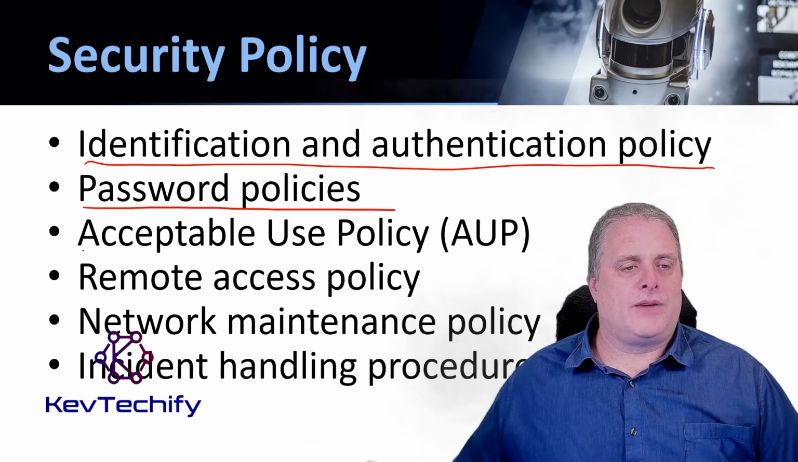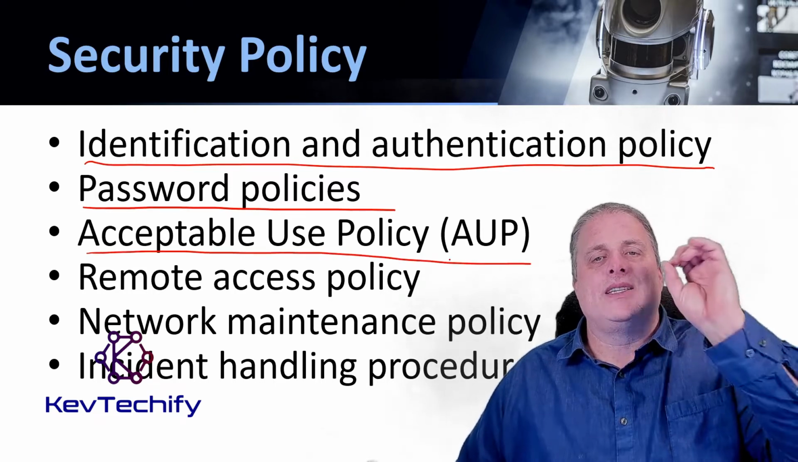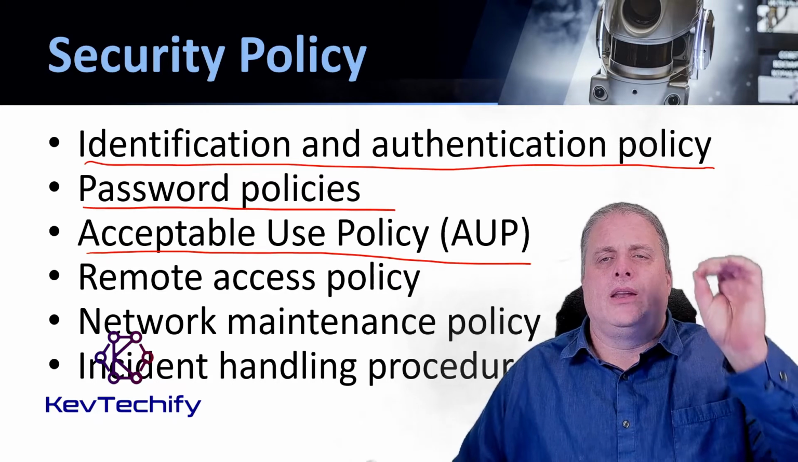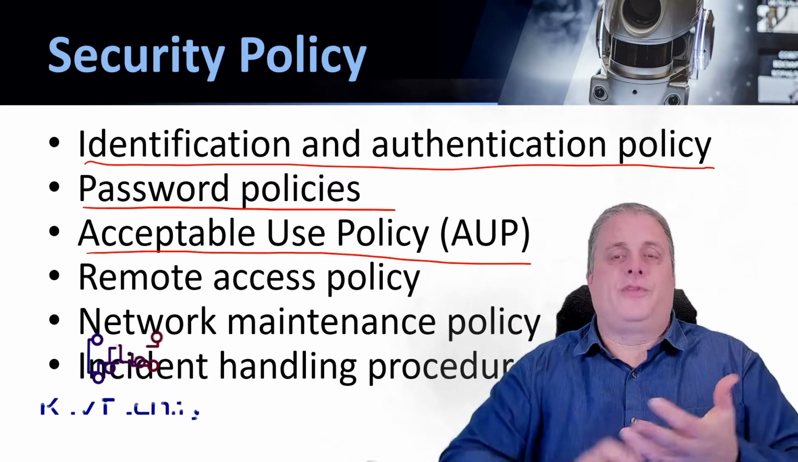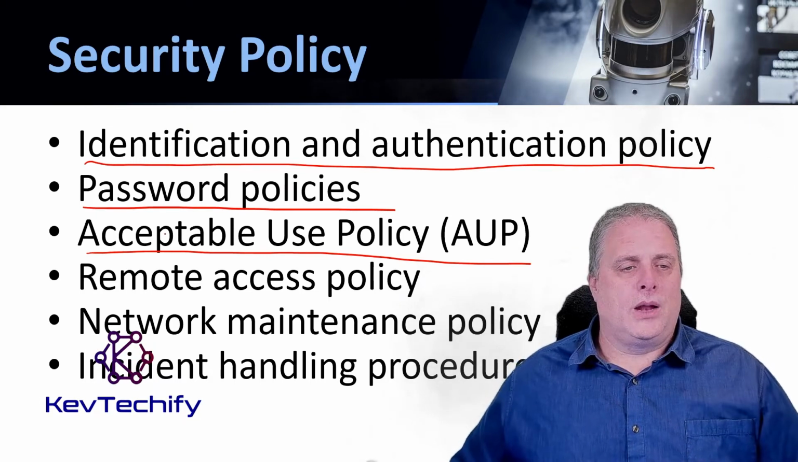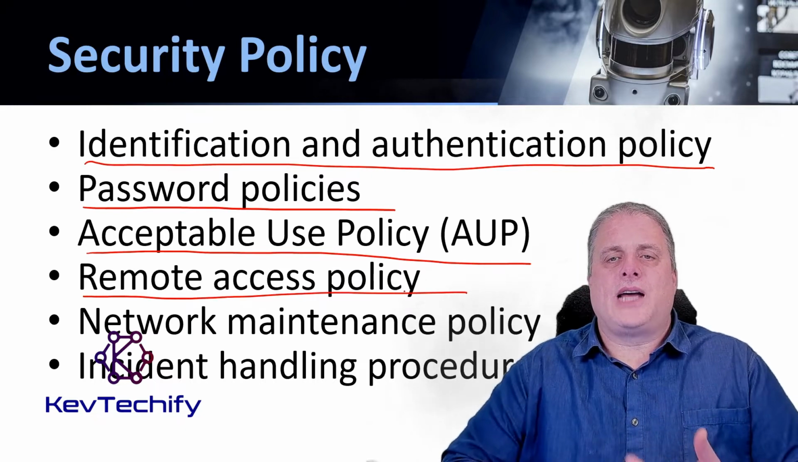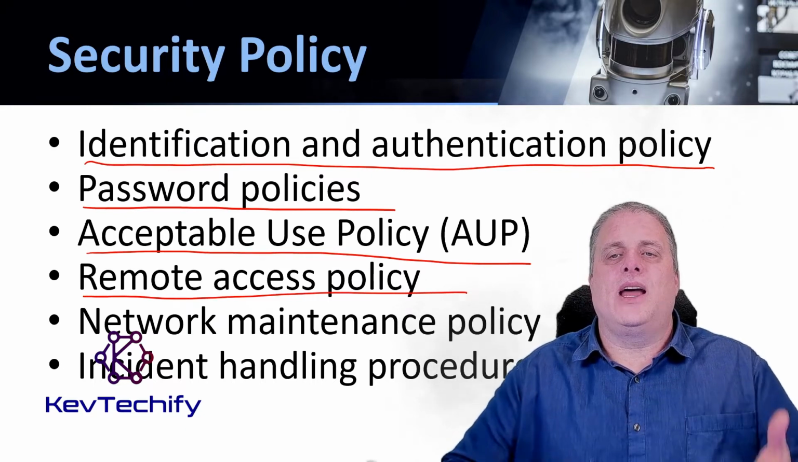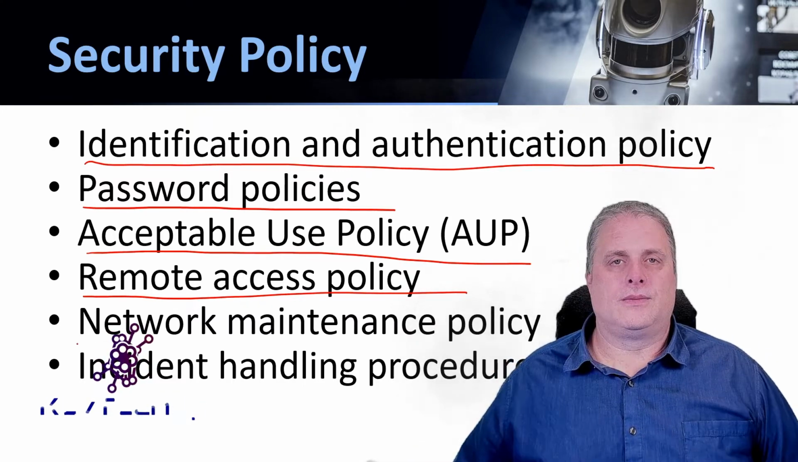We can also have acceptable use policy, or an AUP. This identifies network applications and uses that are acceptable to the organization. It may also identify ramifications if this policy is violated. Then we have remote access policy. Identifies how remote users can access a network and what is accessible via that remote connection.